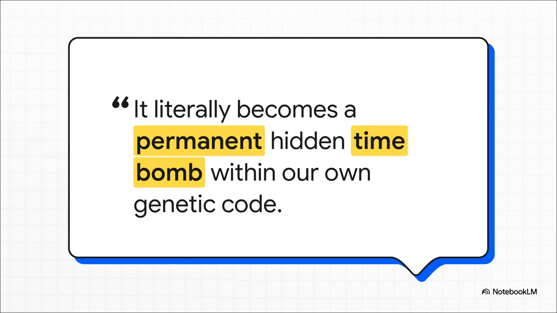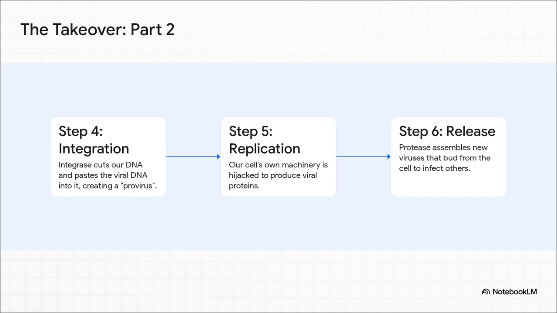What happens next is honestly the most profound and frankly terrifying part of this entire process. The virus isn't just a temporary guest. It's about to make itself a permanent, hidden part of who we are. So how does it become that permanent time bomb? Well, that newly created viral DNA is marched into our cell's nucleus, and that's where the second key enzyme, integrase, does its job. It literally cuts our own chromosome and pastes the viral DNA right into our genetic code.